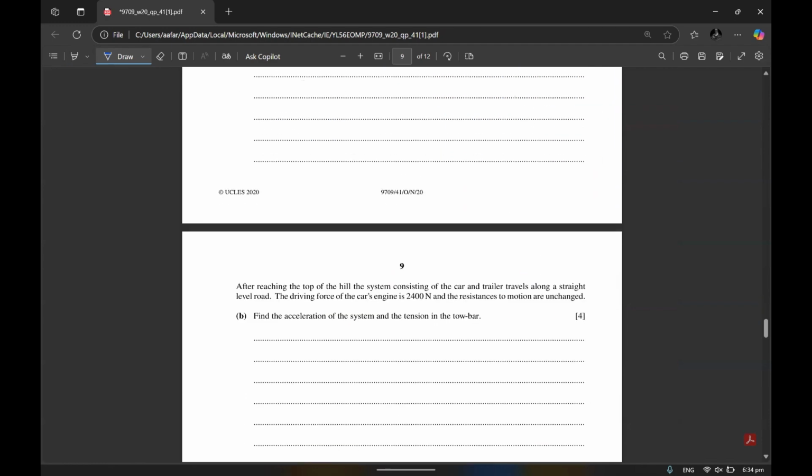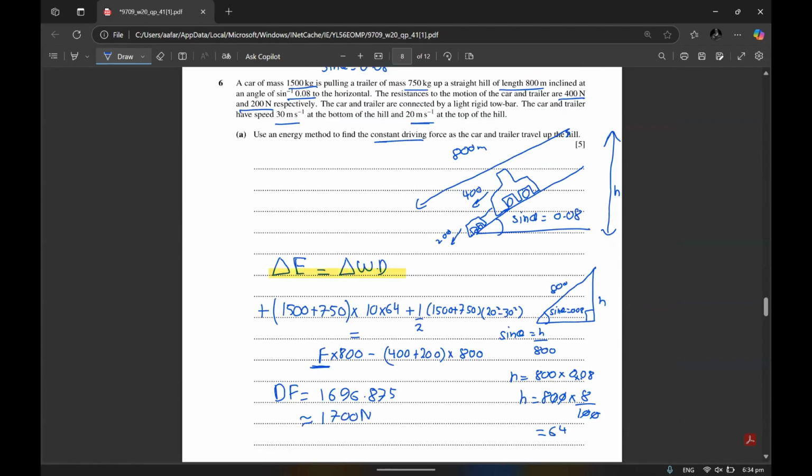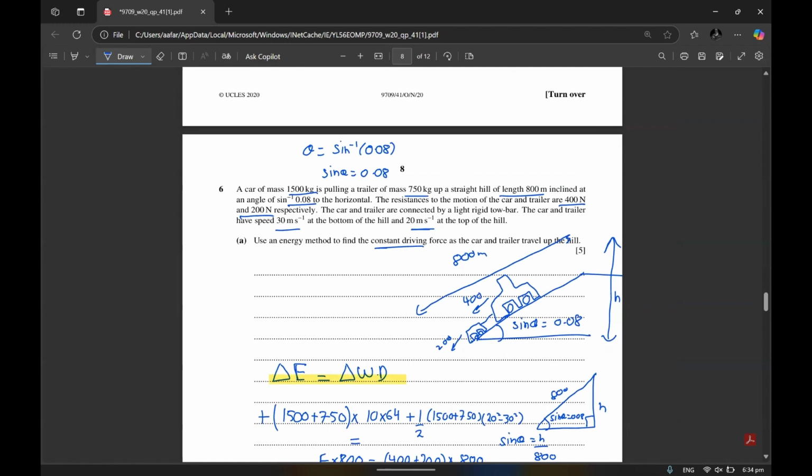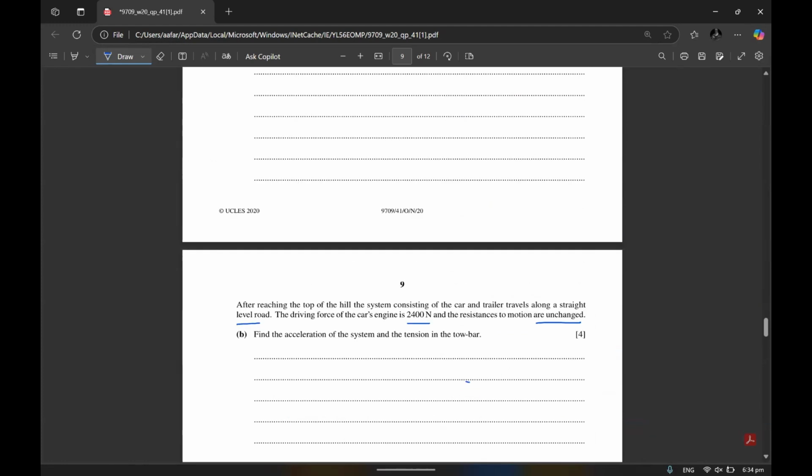After reaching the top of the hill, the system consisting of the car and trailer travels along a straight gravel road. Nice. The driving force of the car's engine is 2400 Newton and the resistances to motion are unchanged. Find the acceleration of the system and the tension in the tow bar. Okay, easy. So basically this is the road. Let's draw the cars real quick because we're lacking time.